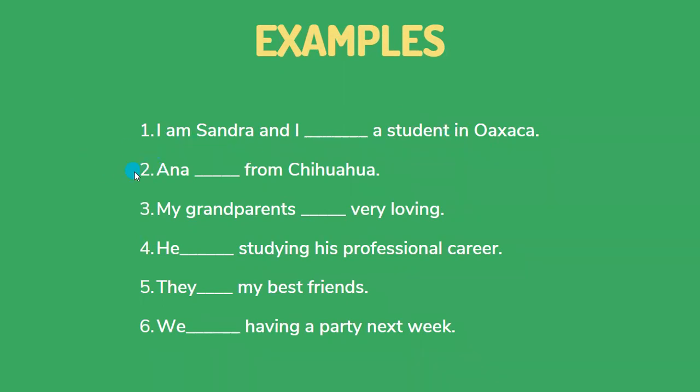Number 2, Ana, she, is from Chihuahua. Ella, Ana, es de Chihuahua. My grandparents, they, are very loving. Mis abuelos son muy cariñosos. He is studying his professional career. Él estudia su carrera profesional.